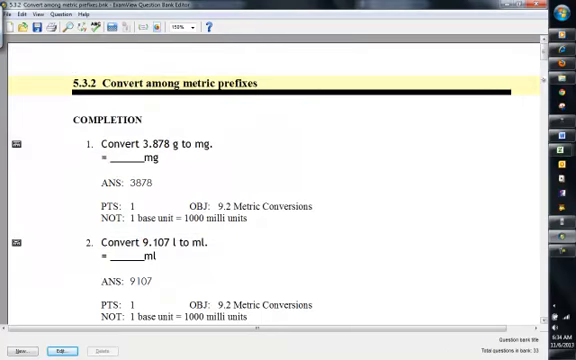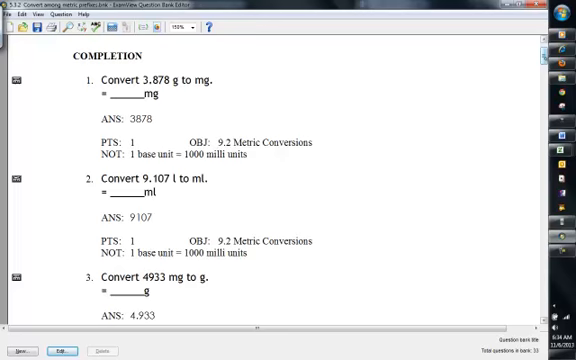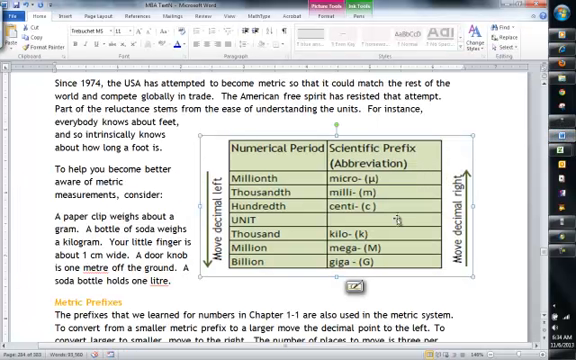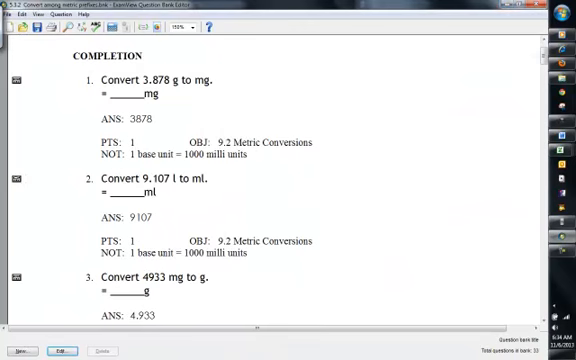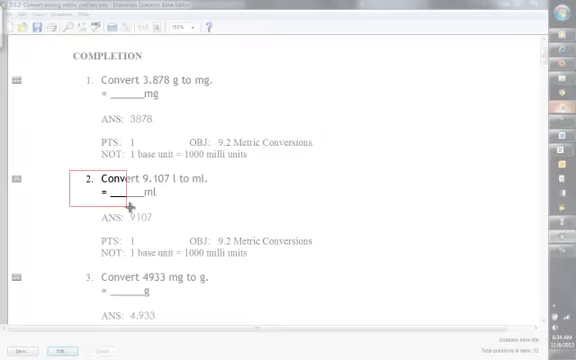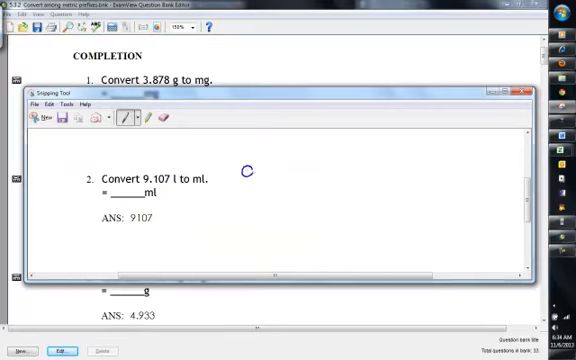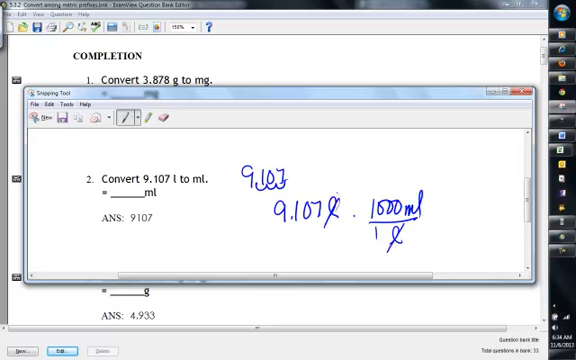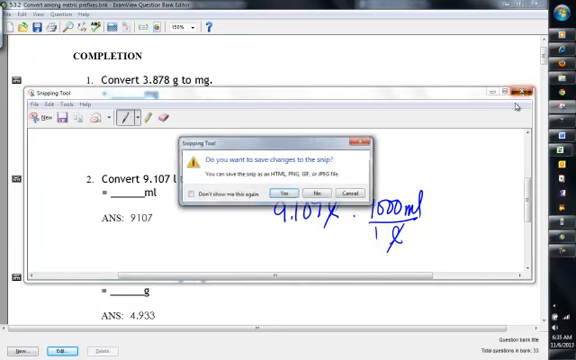Next one, liters to milliliters. Believe it or not, it's the exact same kind of conversion because we're going from the unit row up to the milli row, which is 3 places. So 9.107, 3 places to the right is 9,107. Or we could say 9.107 liters times 1 liter is 1,000 milliliters, and we would just take 9.107 times 1,000. Next one.